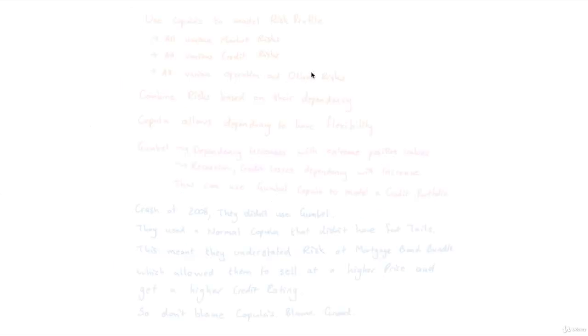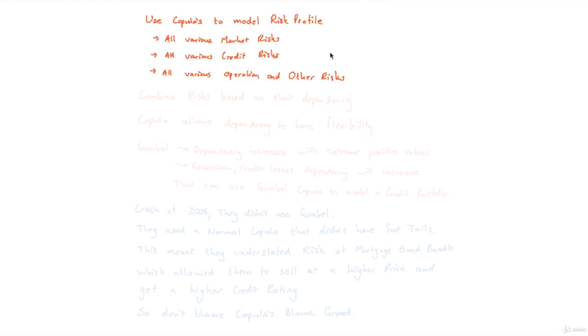The Archimedean Gumbel copula is something that we will be exploring in more detail in these videos. But let's talk about why we actually care about copulas as actuaries. Actuaries love copulas because they allow us to model risk profiles. We've made courses where we can measure market risk, where we can measure credit risk, and there are other courses we can make where we measure operational and other types of risk.